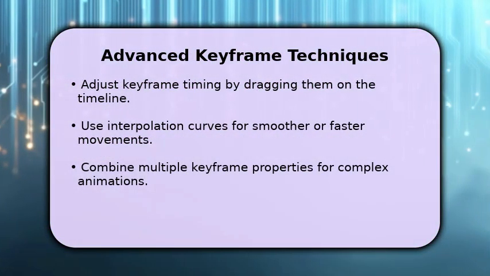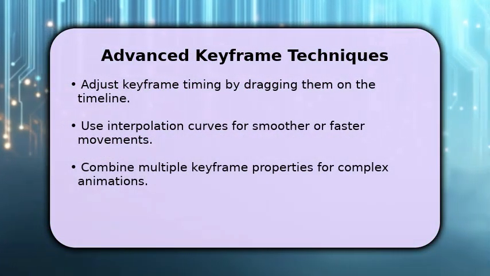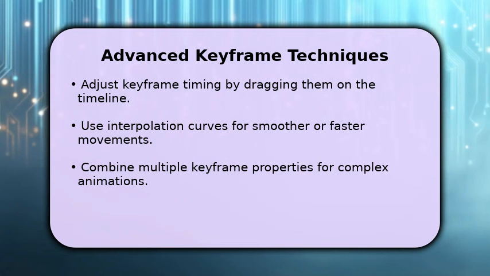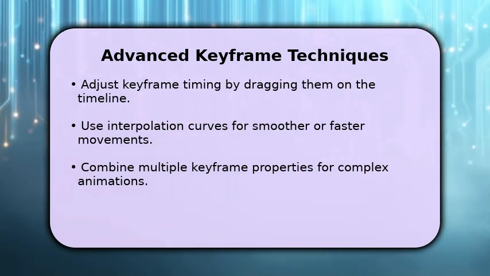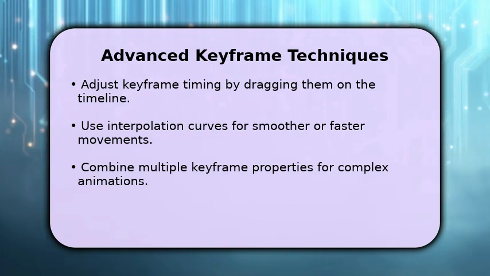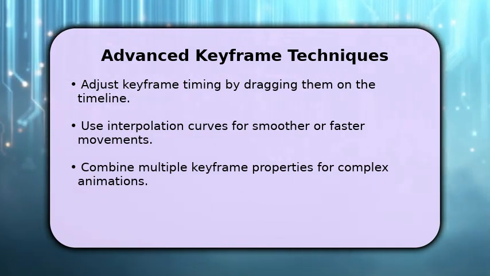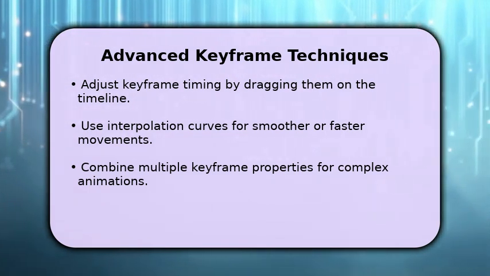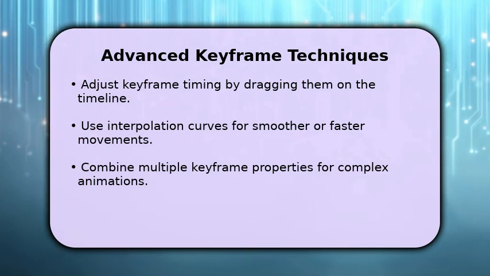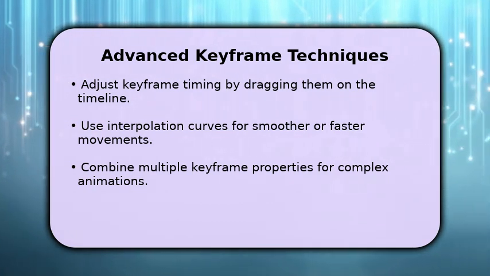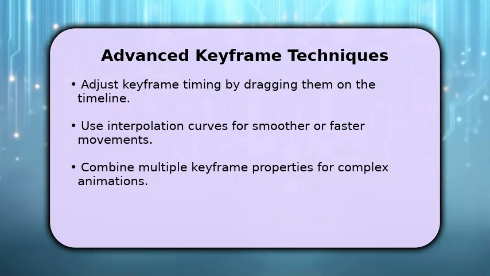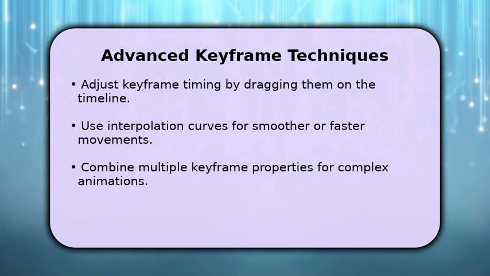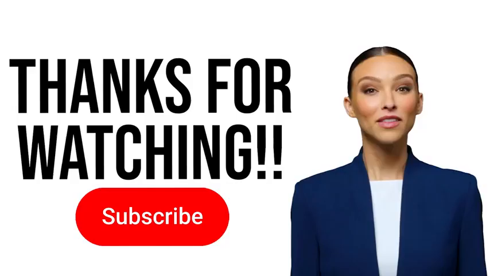For more refined animations, you can adjust the timing of your keyframes by simply dragging them closer or further apart on the timeline. VITA also offers interpolation curves, allowing you to control the speed and flow of your animation, making movements smoother or more abrupt. Don't hesitate to combine keyframes for different properties, like position and opacity, to create truly unique and professional-looking effects in your videos.